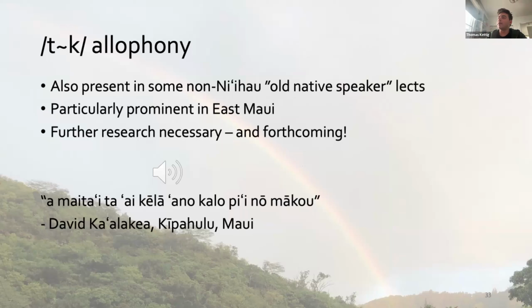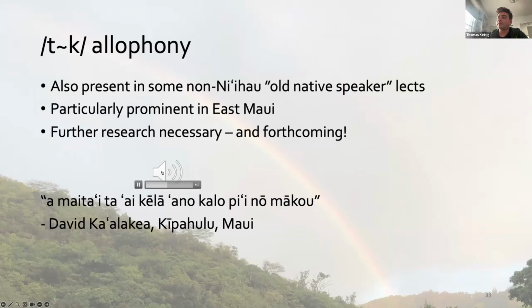I'll just end here about the TK allophony. This isn't the focus of most of my research. I'm more of a vowel guy, but something I noticed over the course of my dissertation analysis is that this doesn't only exist in Niihau. There are dialects from East Maui in particular, where T also remains in several instances. So here's an example of that.